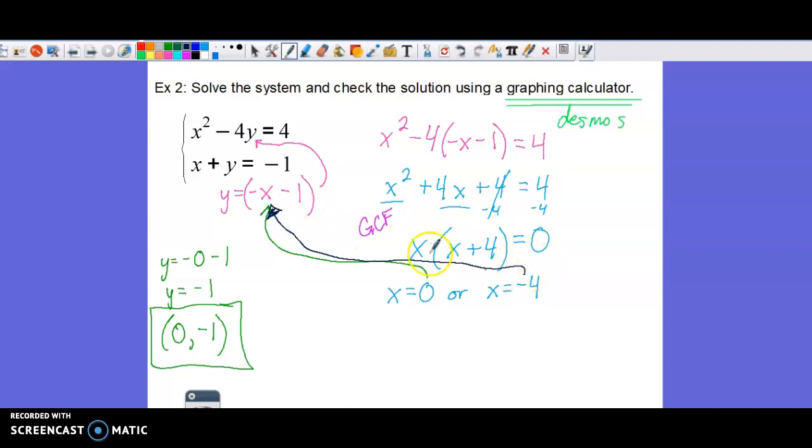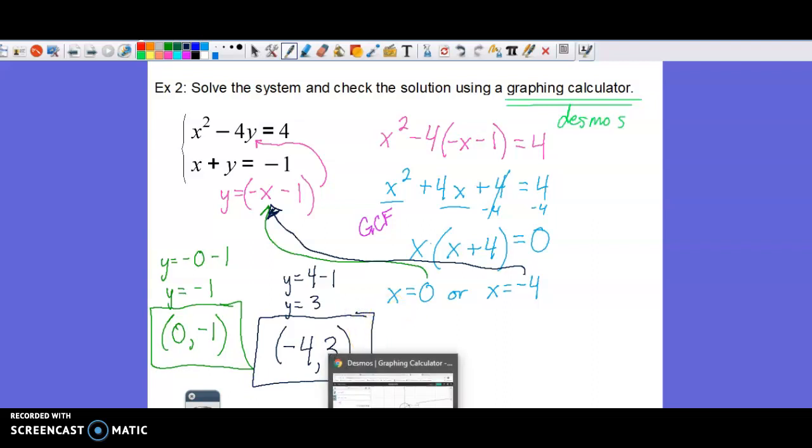So again, I'm plugging in negative 4 for x. Well, the negative of negative 4 is positive 4. Minus 1 would give me y equals 3. So it's really important that you write it as an ordered pair. When x is negative 4, I got a y value of positive 3. So this time we do get 2 answers.